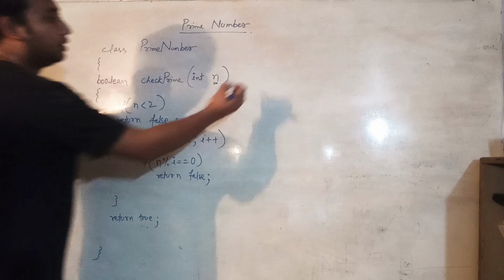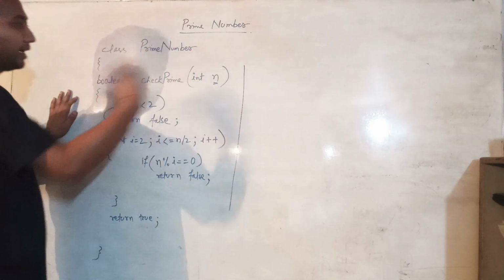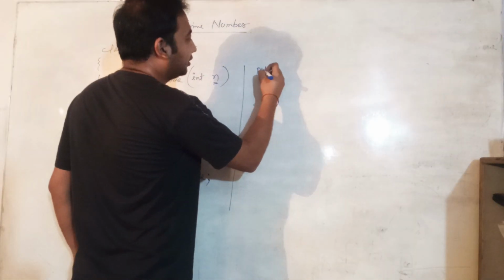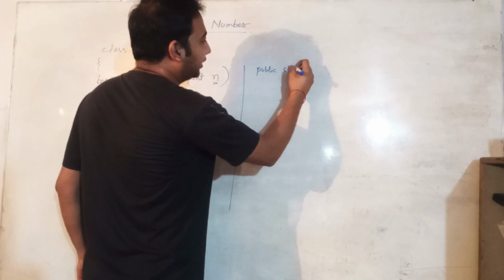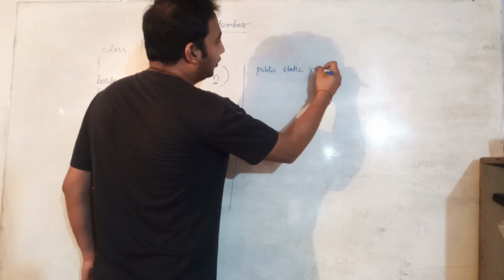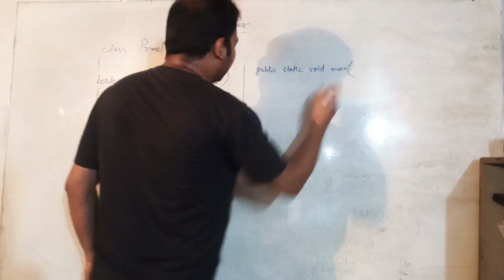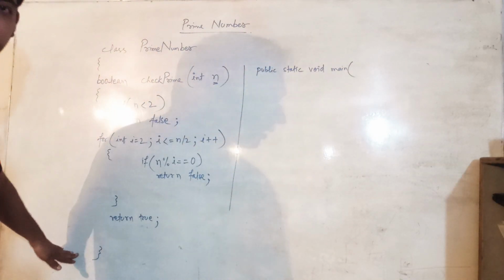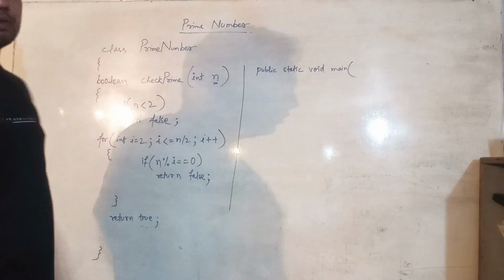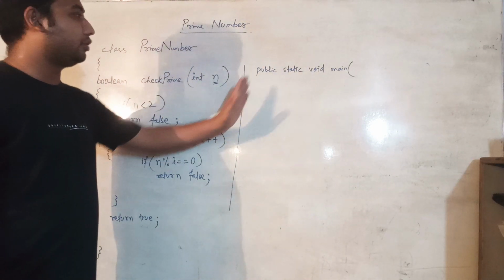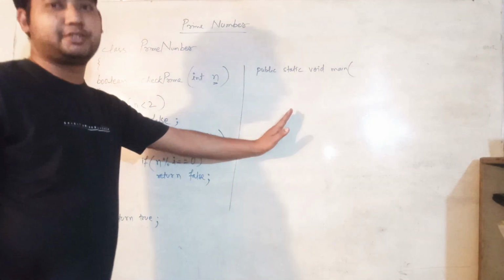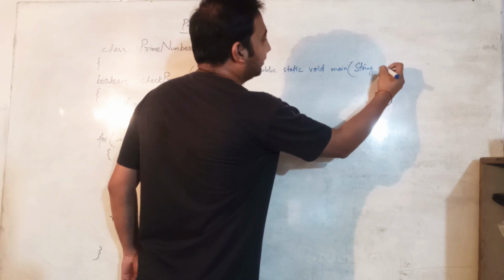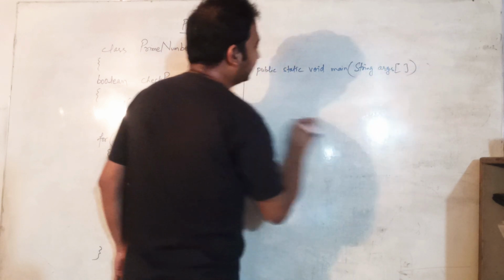Okay students, now here I am making another function, the main function of our class, public static void main. Students, I am writing this part after this. So here is the end, and thereafter I am writing from here. I'm using this part of the board like a next page. String args.